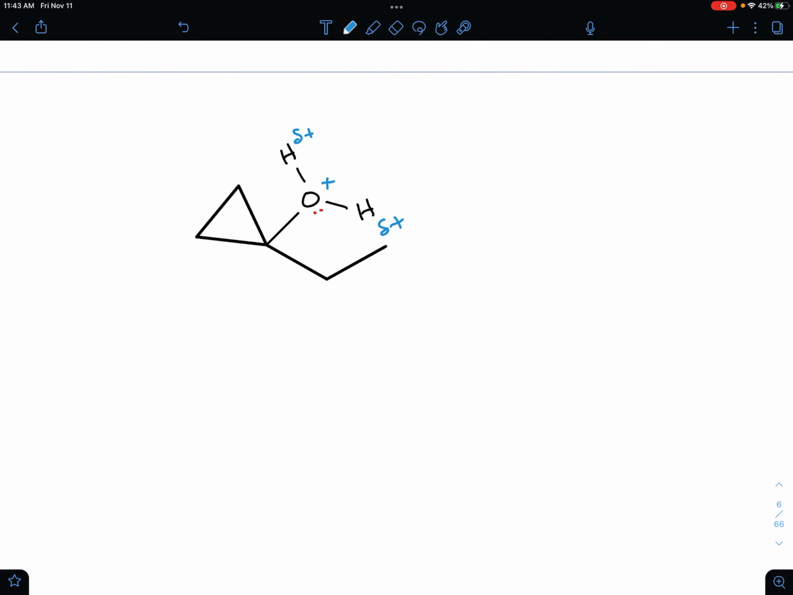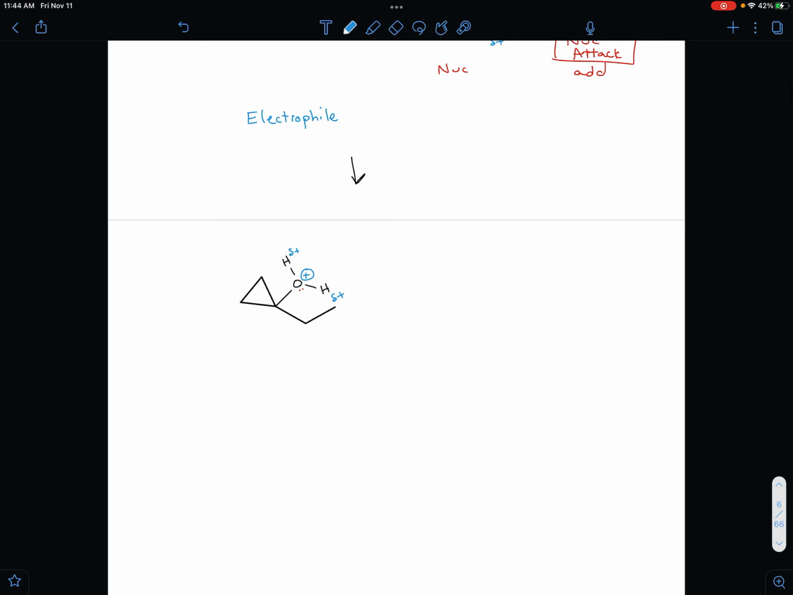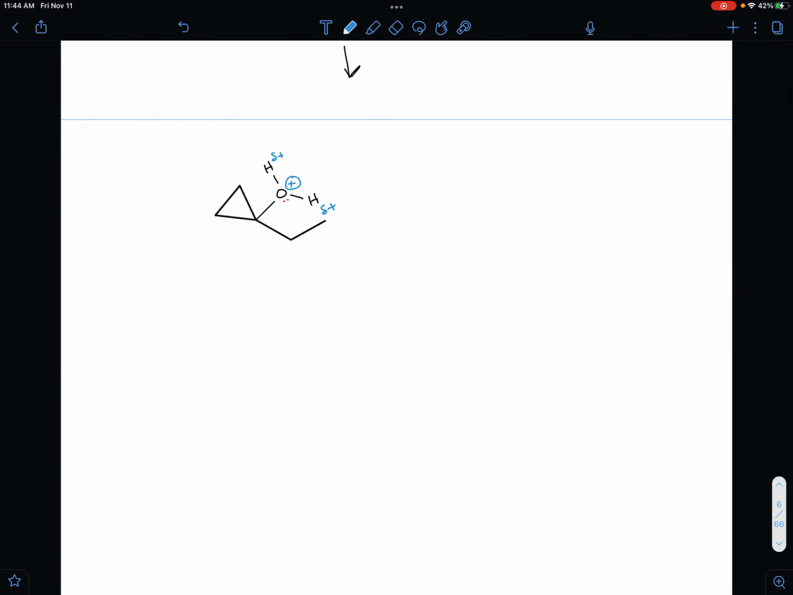Now, anytime oxygen has 3 bonds, it has a full positive charge. So this oxygen has a full charge there. That is something that's visually small but conceptually huge. That full positive charge is telling you that this is not your final product. This is still reactive. 95% of reactions happen because opposite charges attract, and this has a full charge.